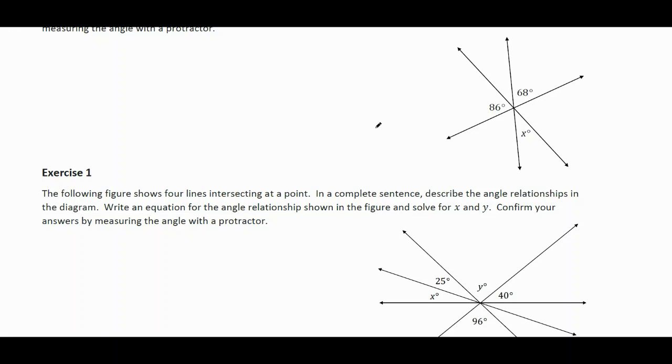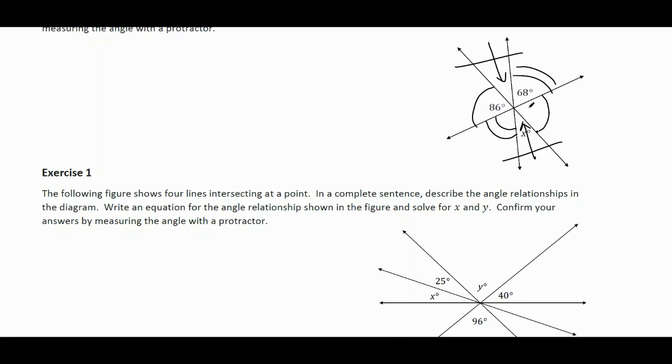This one, if you can see, it's very obvious, right? It's a straight line here and a straight line there. Therefore, this one is congruent to this one. This one here is congruent to this one. Therefore, this angle here is congruent to this angle.